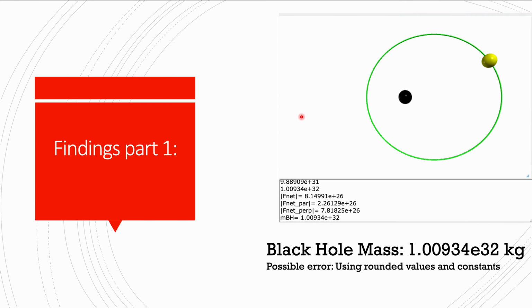For our findings, we found that the mass of the black hole was, again, about 1.00934 e to the 32nd power. There's possibly some error just using rounded values such as the universal gravitational constant, but I'm fairly confident in the values we got. And here we have the FNet and FNet parallel and perpendicular components of the force here.